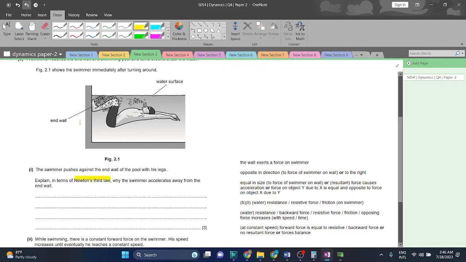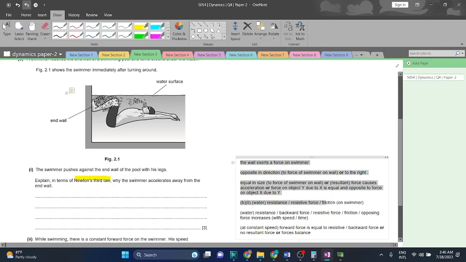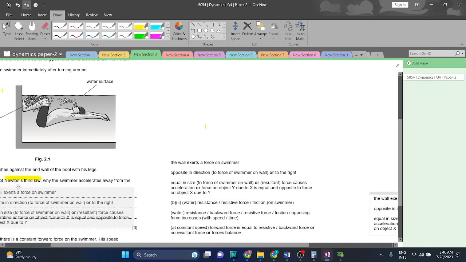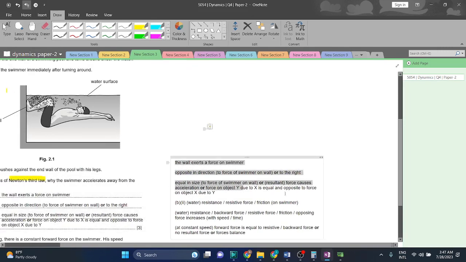So as much force as the swimmer applied on the wall, the wall applied the same force on the swimmer. If force is applied on the wall, the wall also exerts a force from its side. So the wall exerts a force on the swimmer, opposite in direction, equal in size, equal in magnitude. Force on Y due to X is equal to force on X due to Y. That is completely correct. So let's put it here. Let's read ahead.